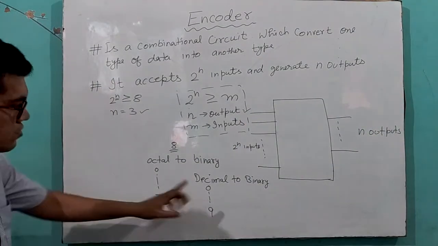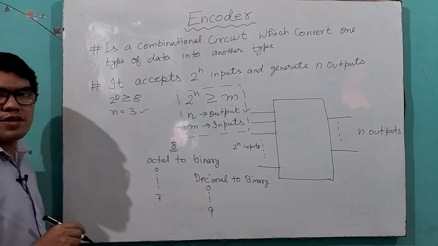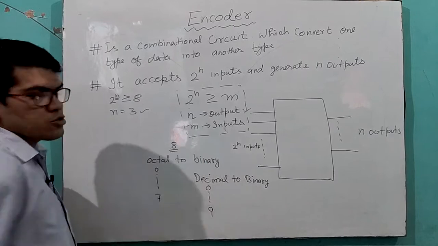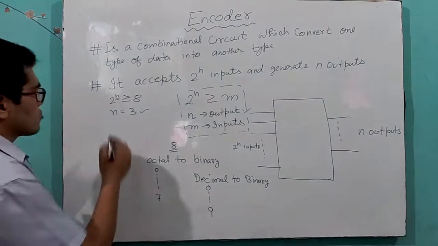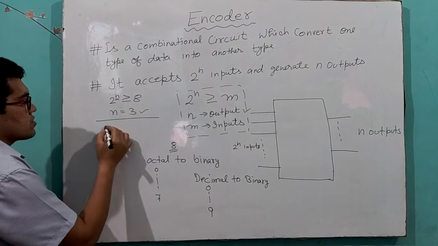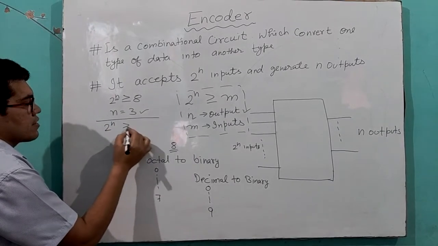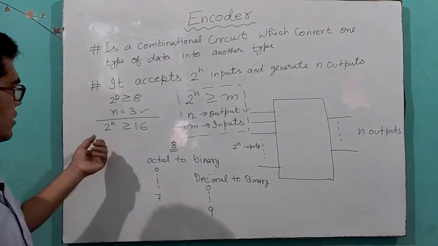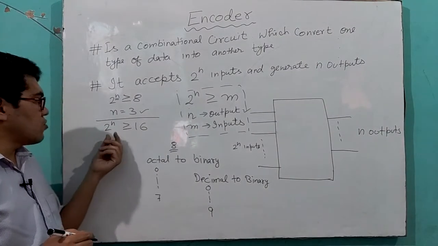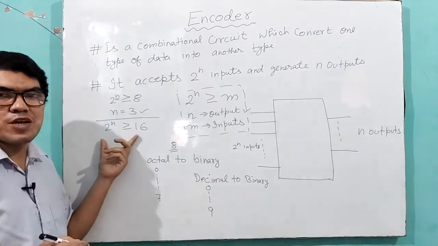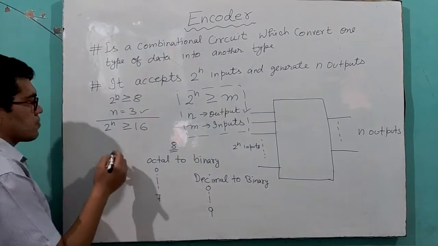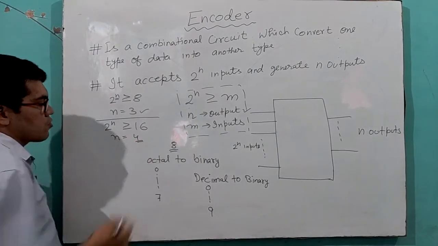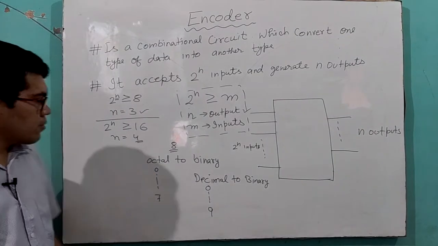Now if we are talking about hexadecimal, the number of inputs will be 16. In that case, using this formula, 2^n should be greater than or equal to 16. Can you tell me what value of n will satisfy this equation? Obviously 4. So n should be 4.